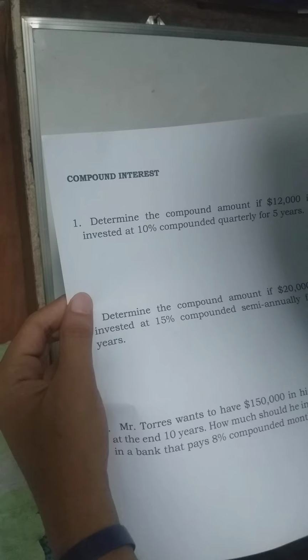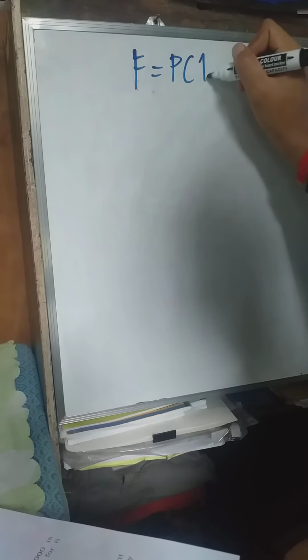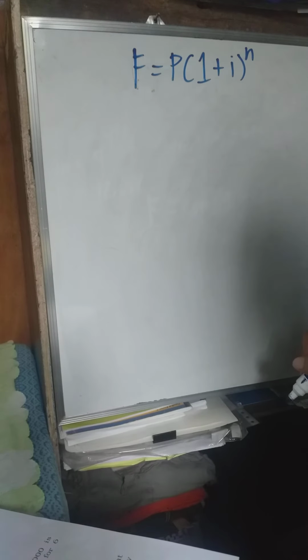So, okay, first na gagawin natin is write the formula for compound interest. The formula is F is equal to P times the quantity of 1 plus I raised to n. So, ito po yung formula ng compound interest.